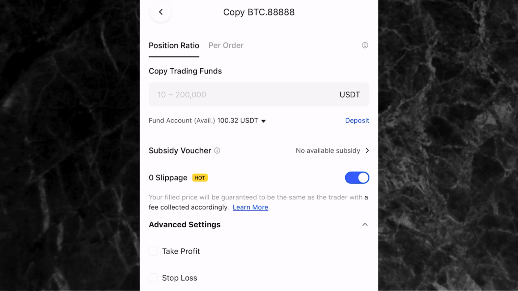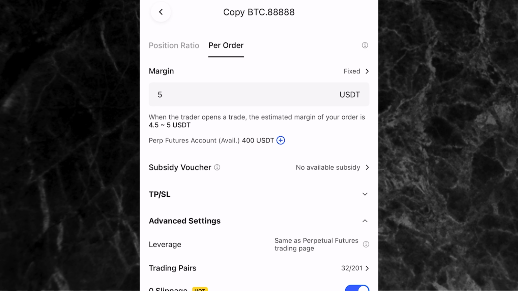Now, once you've selected the person you want to copy, the next thing is to go ahead and enter the amount you want to use to copy the trader. Now, there are two different methods. You have position ratio and then you have per order. These are two different ways you can use to enter how much you want to use to copy a trader. Now, what's the difference between these two?